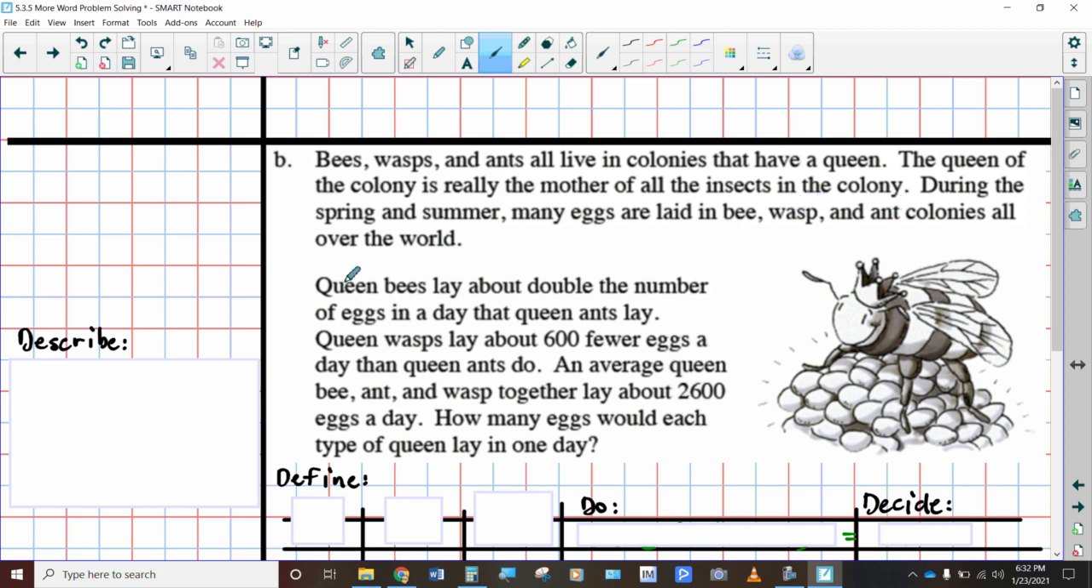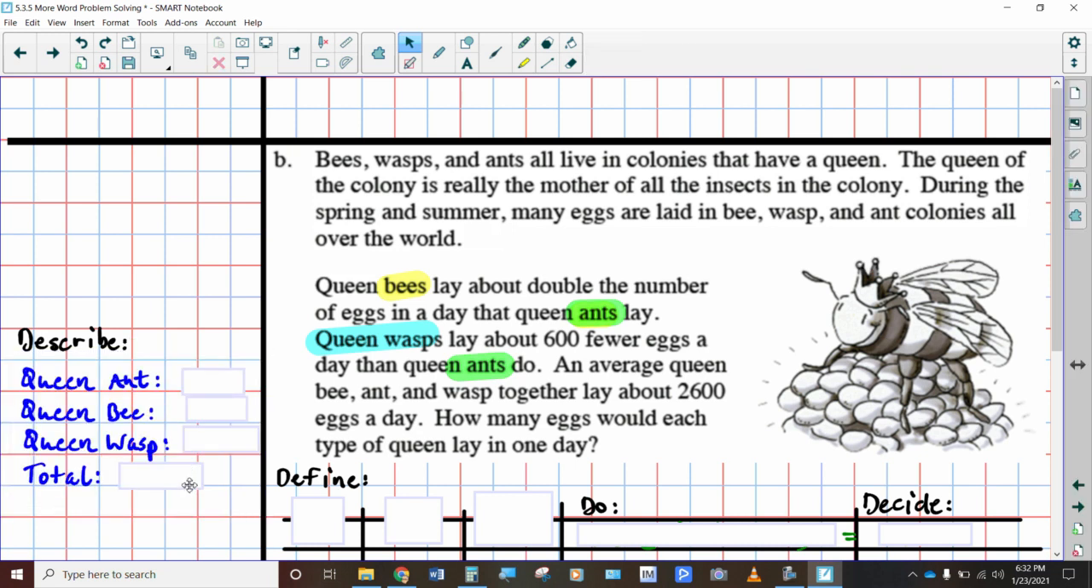Queen bees lay about double the number of eggs in a day than queen ants lay. Okay, so far we've got bees and we've got ants. And queen wasps lay about 600 fewer eggs than queen ants do. So look what I'm noticing. Both of them are being compared to the ants. So I think the queen wasp, the queen bee, and the queen ant are going to be our 3 variables.